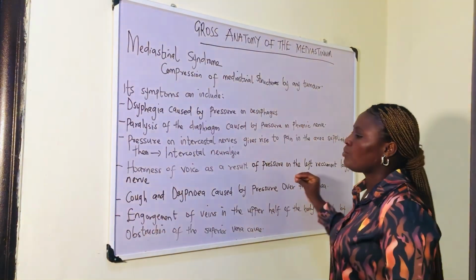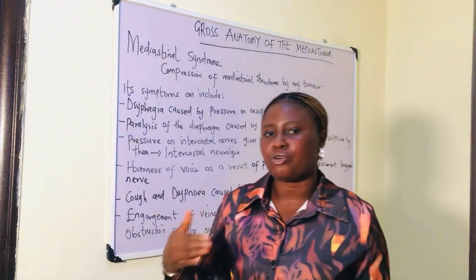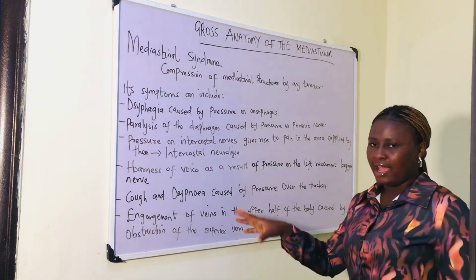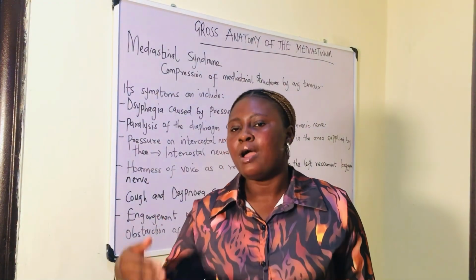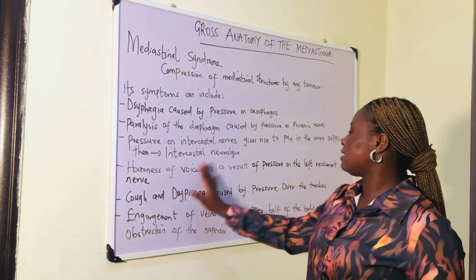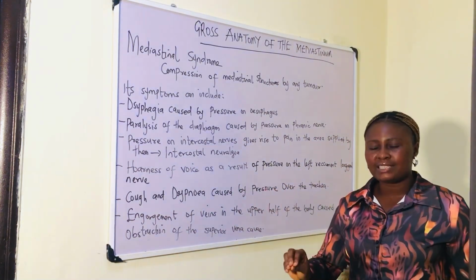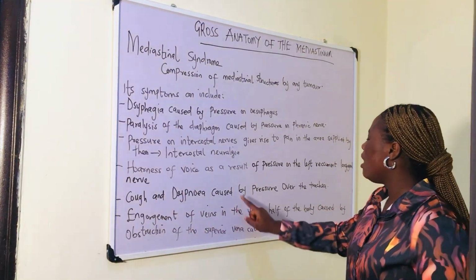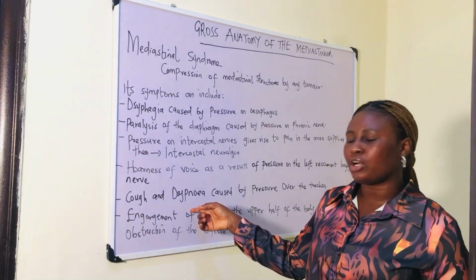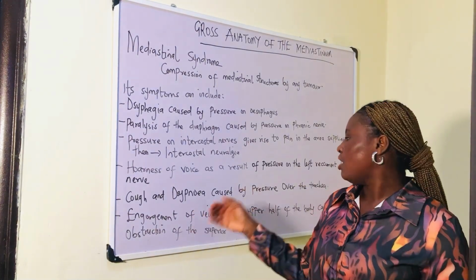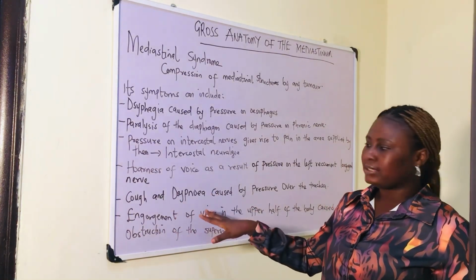Okay. Now the next one we are having is the hoarseness of voice as a result of pressure on the left recurrent laryngeal nerve. Now this left recurrent laryngeal nerve is one of the contents of the superior mediastinum. Now when there is a hoarseness of voice, it can result from pressure on that particular nerve. The next one we are having is cough and dysphonia caused by pressure over the trachea. This causes shortness of breath. Okay, when there's pressure over the trachea, it can lead to cough and dysphonia.